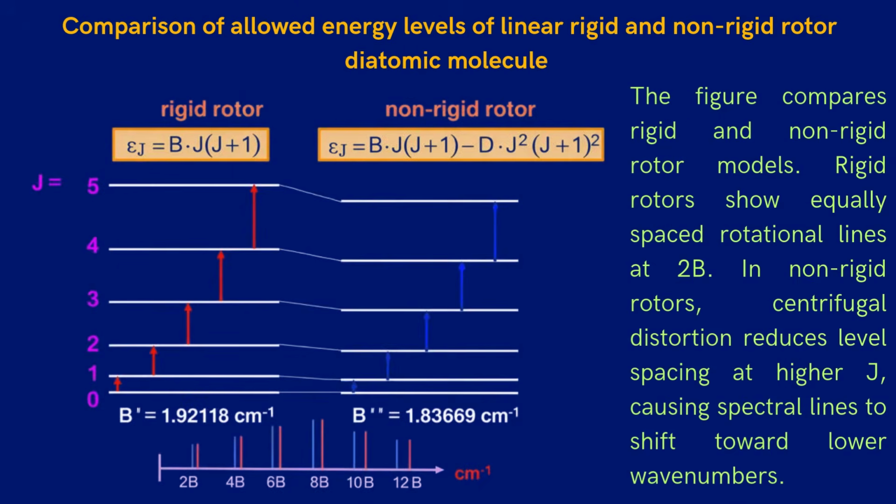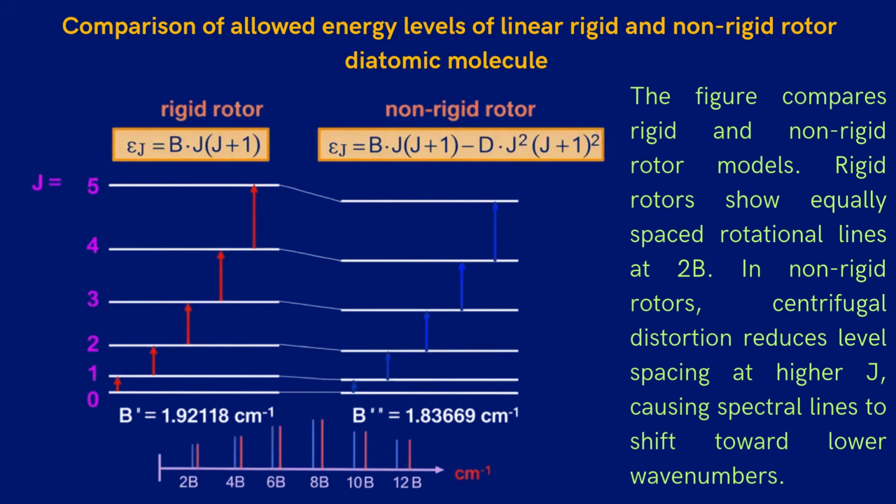On the left, the rigid rotor model is shown, where the bond length is assumed to be constant. The rotational energy levels are given by epsilon J equal to BJ into (J plus 1), where J equal to 0, 1, 2, 3, and so on. On the right, the non-rigid rotor model includes the effect of centrifugal distortion. As the rotational quantum number J increases, the molecule rotates faster, causing the bond length to increase slightly. This increases the moment of inertia and decreases the rotational constant. The energy levels are therefore modified to epsilon J equal to BJ into (J plus 1) minus DJ square (J plus 1) square, where D is the centrifugal distortion constant.